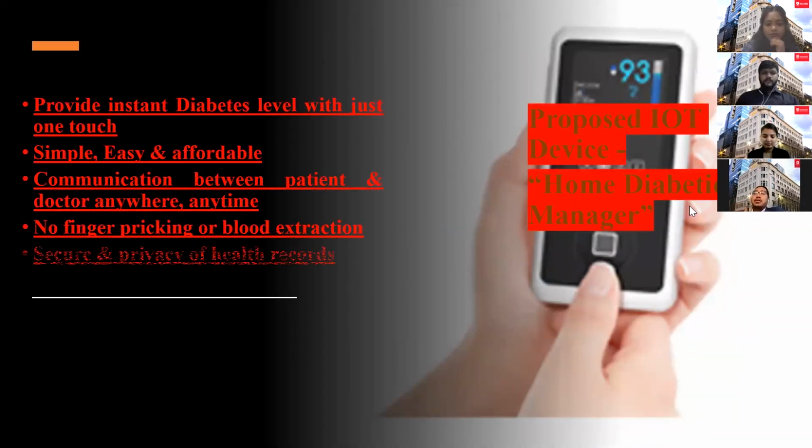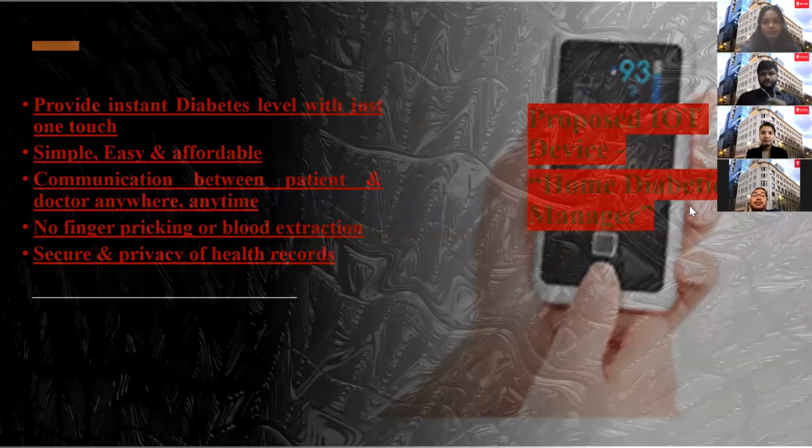The device that we are proposing is the Home Diabetic Manager. It analyzes your blood sugar level with just one touch, which is easy, simple, and affordable for the whole household. Communication between doctors and patients can happen anywhere, anytime. This is a non-finger pricking blood extraction method, and it maintains a secure and private health record, keeping your privacy secure. Thank you, and I'll pass to my next teammate.